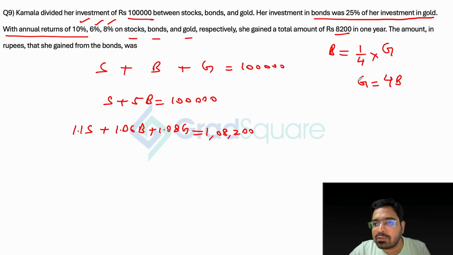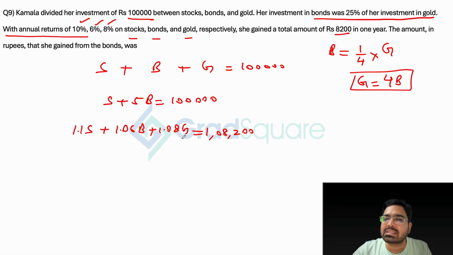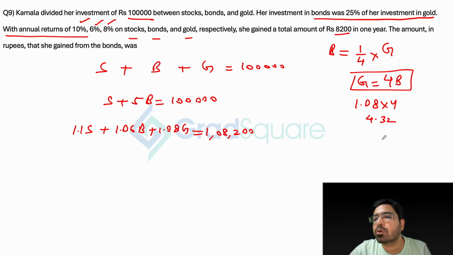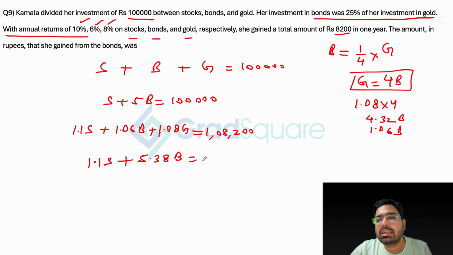Now I know the value of G is equal to 4B. I can replace it over here. If G becomes 4B, then 1.08 times 4 is what you are looking at, which turns out to be 4.32B, right? So instead of 1.08G, we will write 4.32B. 4.32B plus 1.06B is what we are getting. So 5.38. So can I simply write 1.1S plus 5.38B equals 1,08,200.